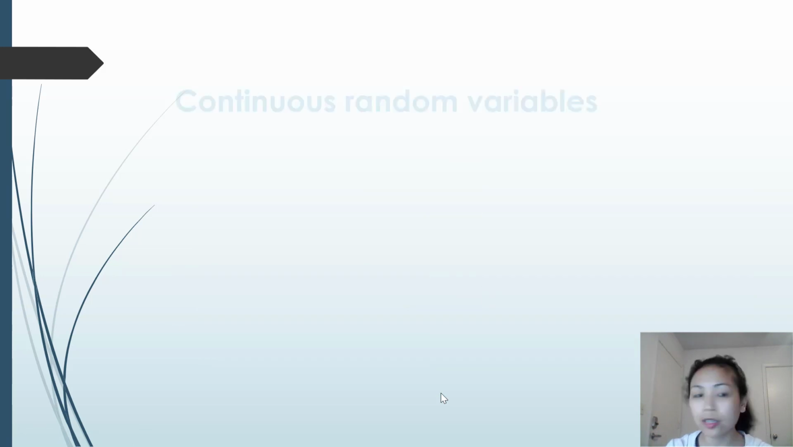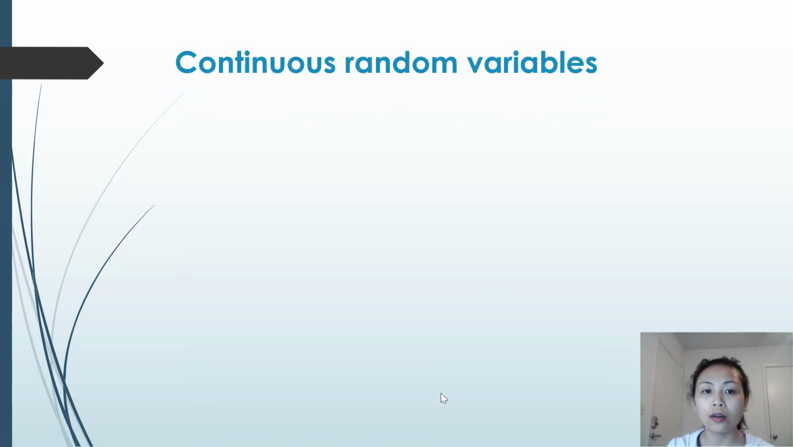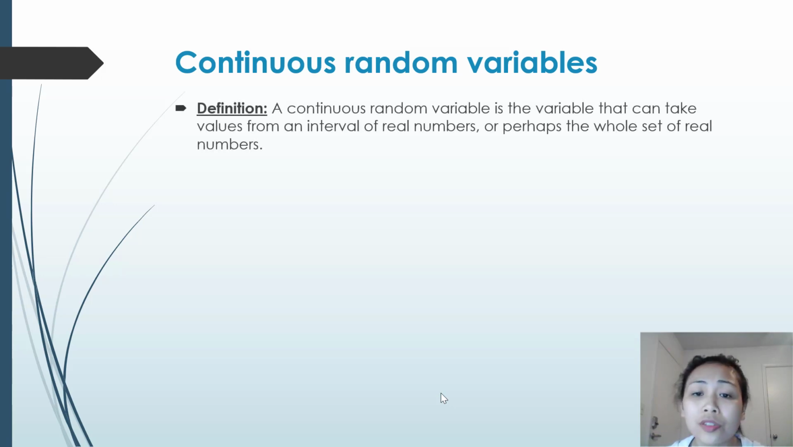Now we consider the second case. So continuous random variable is the opposite of discrete random variables. For discrete random variables, the values can be listed, but for continuous random variables, the possible values cannot be listed. So the definition: a continuous random variable is one that can take values from an interval of real numbers, or perhaps the whole set of real numbers.